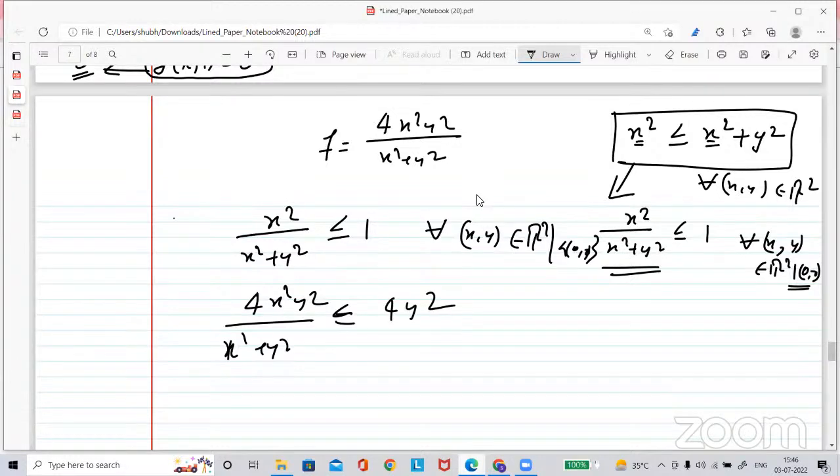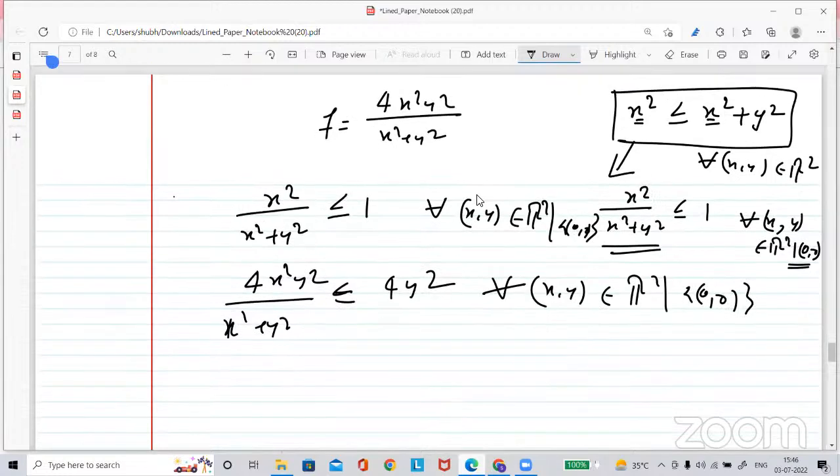Still this inequality does not change for all x and y belonging to R2 minus 0, 0, because we are multiplying with a positive number, not a negative one, since 4y square is actually positive. So there is no effect on the inequality. Please be careful that you are multiplying with a positive number. If you multiply with a negative, the inequality will change. But we are lucky that our function is nicely defined, that's why we are able to do all this.